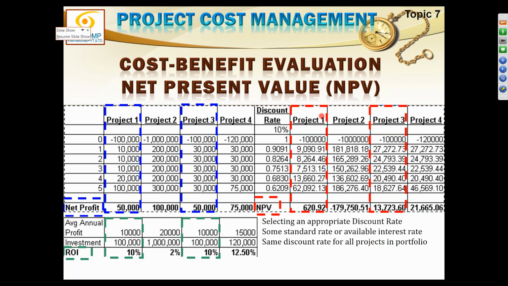The interesting thing is, we now could differentiate between project 1 and 3, which is better. The net present value of project 1 is only 600 something, whereas the net present value of project 3 is 13,723. That means project 3 is better than project 1. And which is the best one? Again, project 4 is the winner. The net present value is 21,665 rupees. So when we calculate the net present value, the situation greatly changes. The results of ROI and NPV are almost similar, but now we are able to differentiate between project 1 and project 3, which ROI could not.